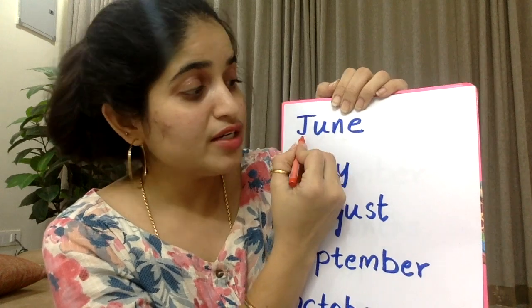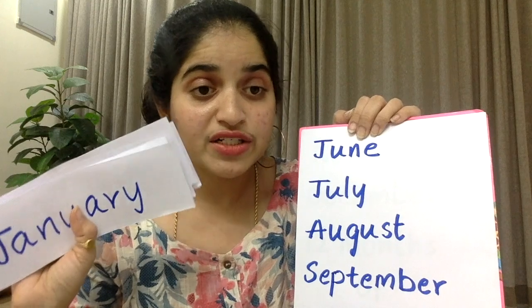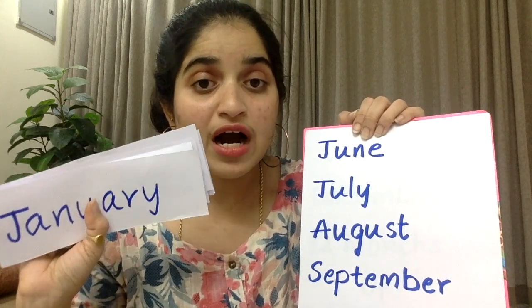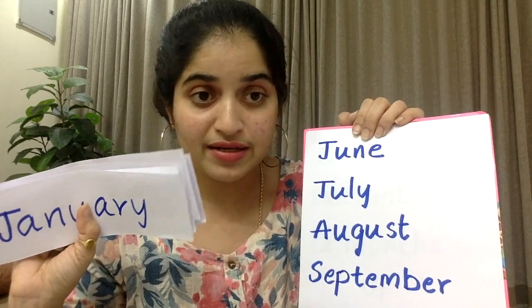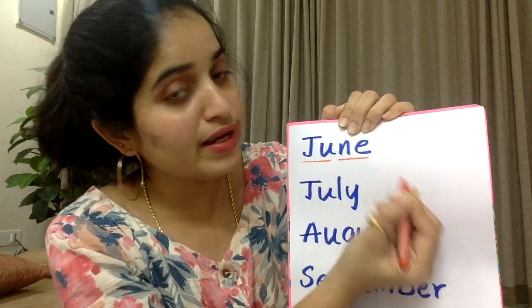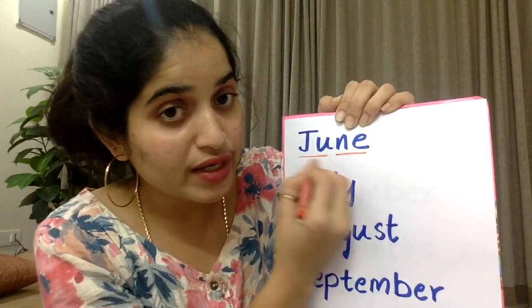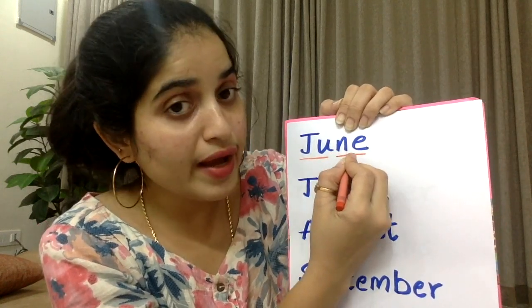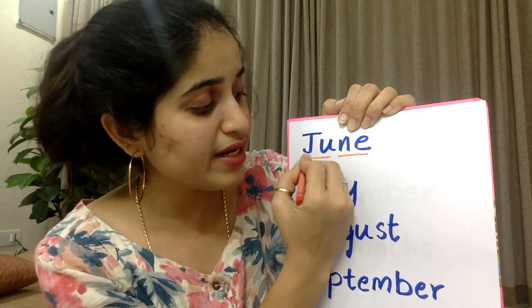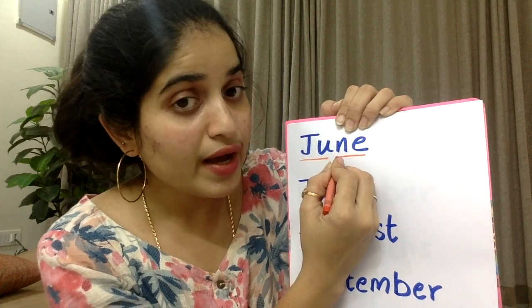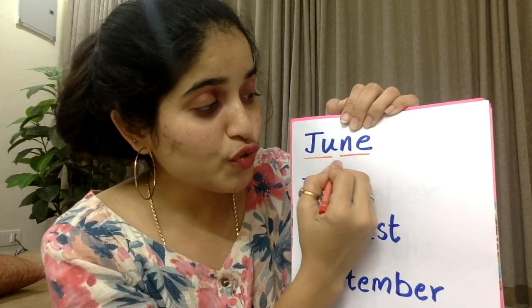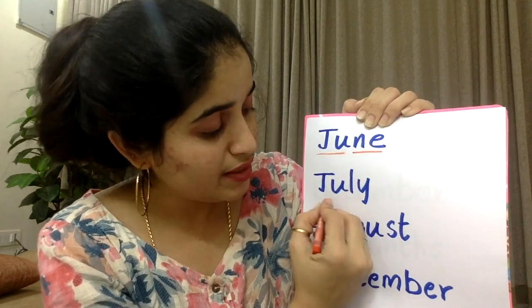And here we have June. You already know this is June because through these flashcards we have learned visually how the word June looks like. June. June. Come on, repeat it after me, everybody. June. July.